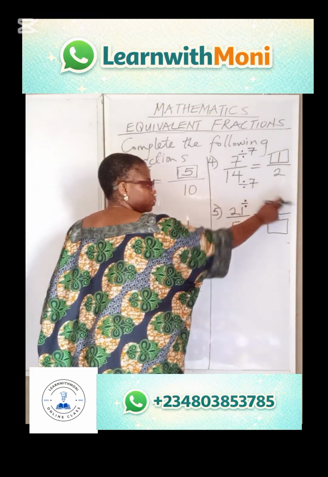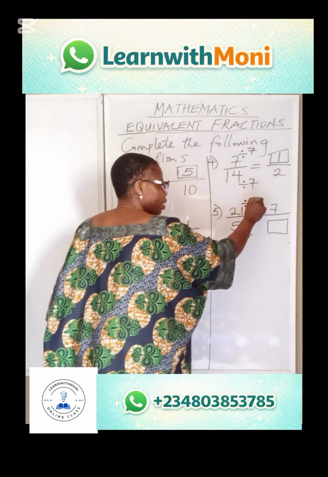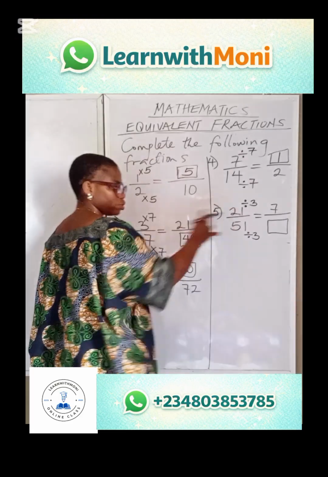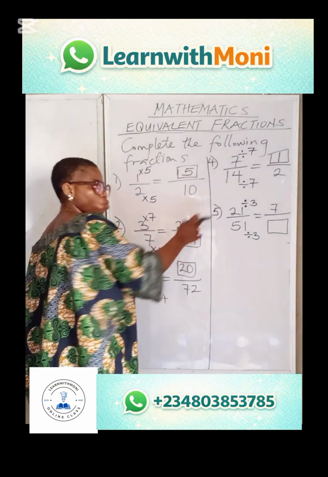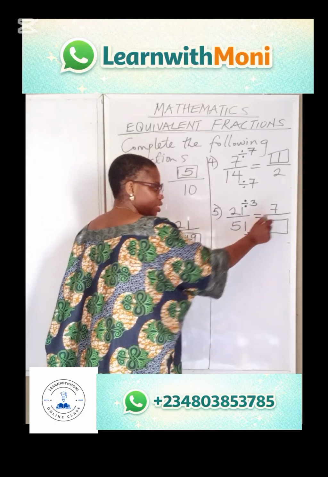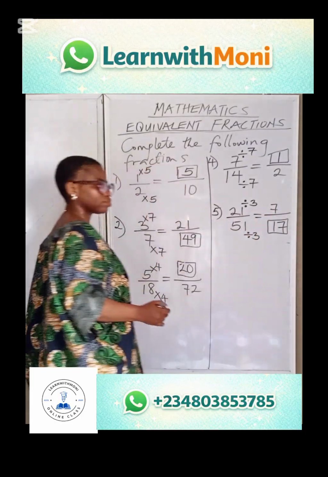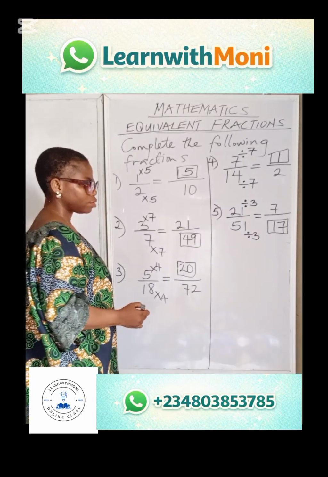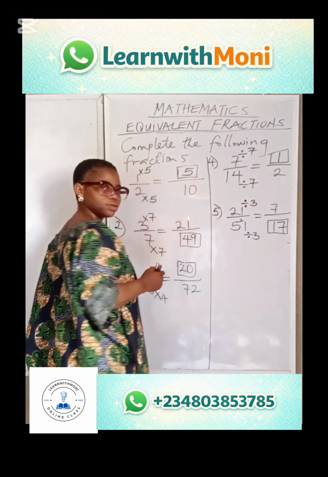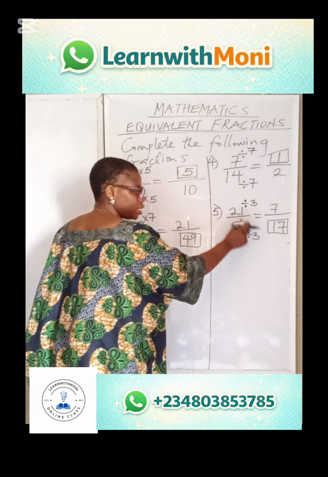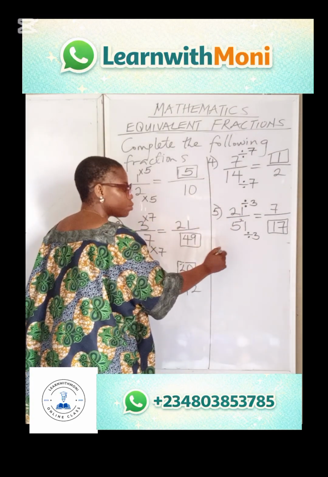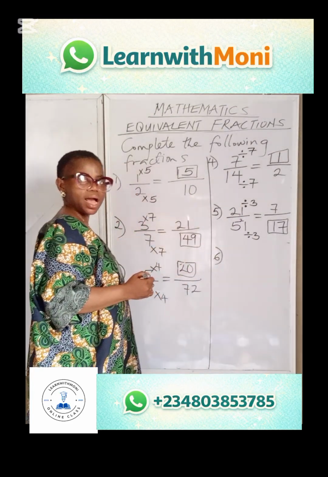21 divided by what is 7? 21 divided by 3 is 7. That same 3 must divide 51 for me to get the equivalence. While 21 divided by 3 is 7, 51 divided by 3 is 17. 3 in 5, 1, remaining 2. You put that 2 beside it, 1, you have 21. 3 in 21 gives you 7. So, this is how equivalent fractions are arrived at.